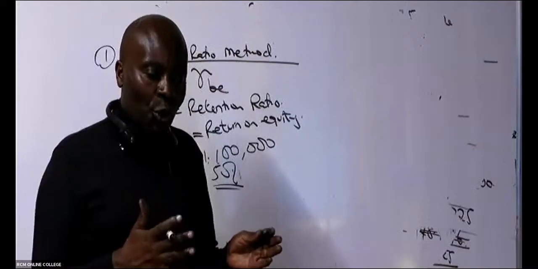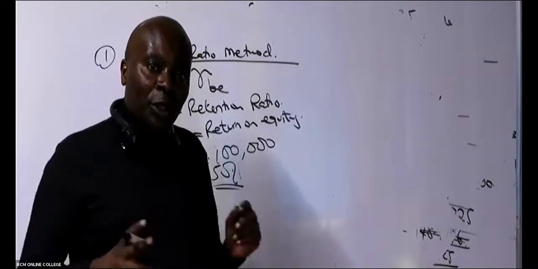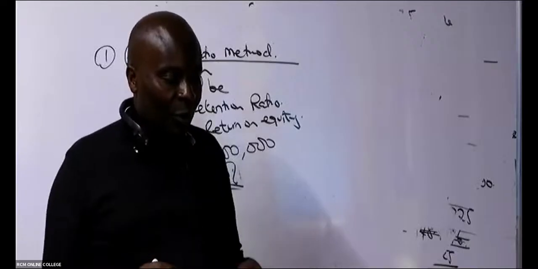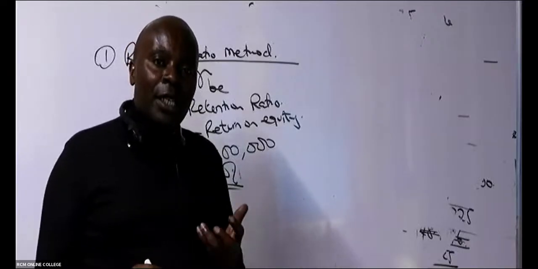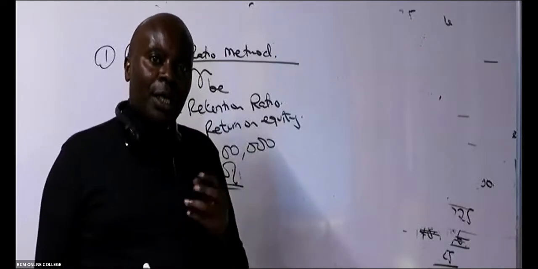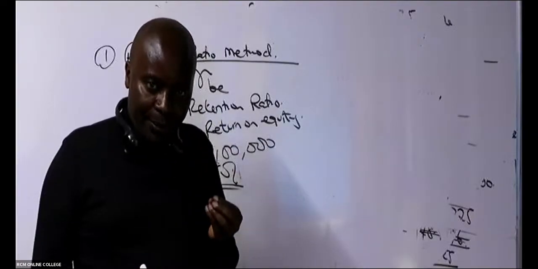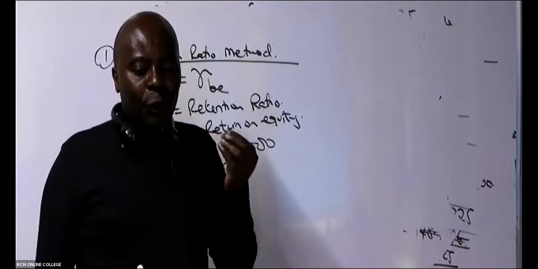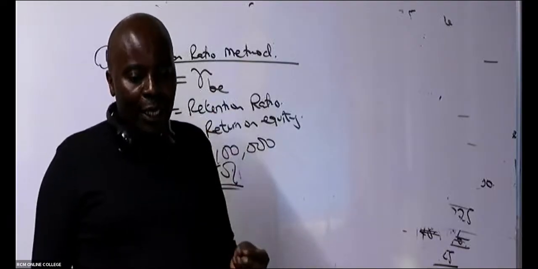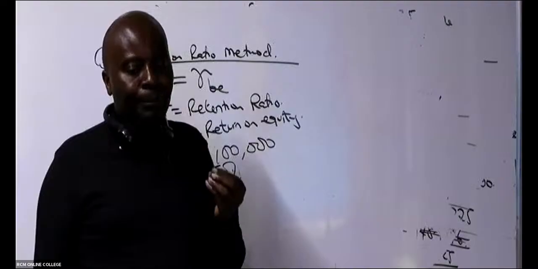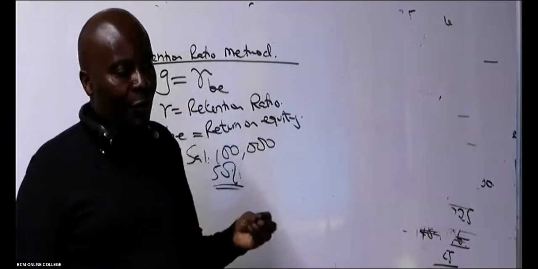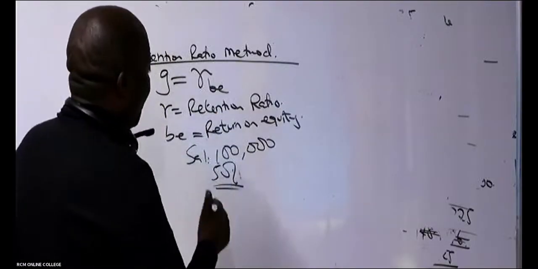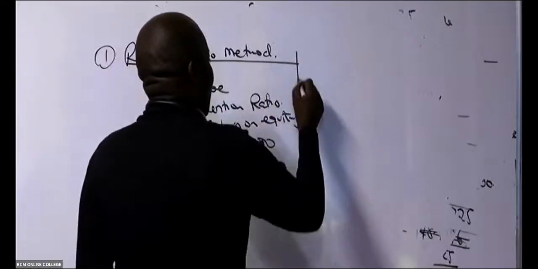If you want to grow, growth rate is a function of 2 things. Retain something with yourself and invest these in equities which are having a return. So growth will be a function of 2 metrics: you retain, and then you invest in equities giving you a return. This is very, very important, and normally this is what they do.